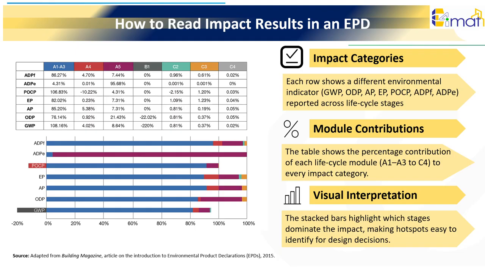By learning to read both the percentage table and the stacked bar chart, we gain a clear understanding of not only the magnitude of each impact, but also its distribution across the life cycle. This level of insight is essential for making informed and accurate environmental design decisions.